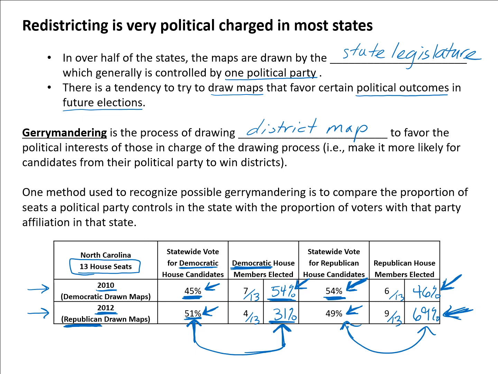That difference between the proportion of voters and the proportion winning the seats is an indicator that, because it's so different, the way the districts are drawn is influencing the outcome of the elections. We call this gerrymandering, when the district maps are drawn to try to have this kind of influence.